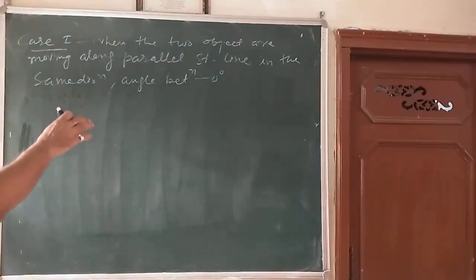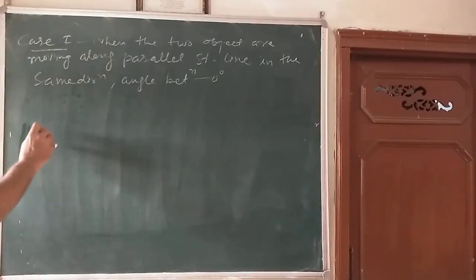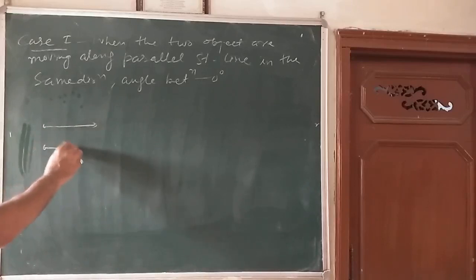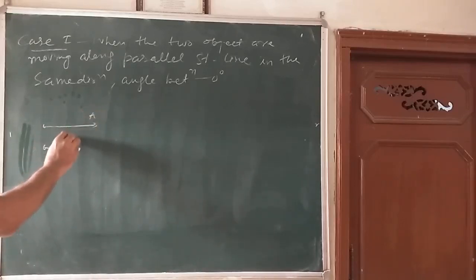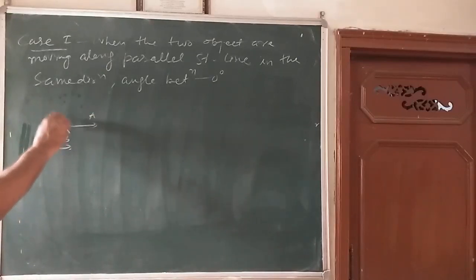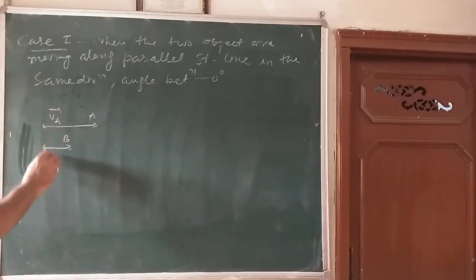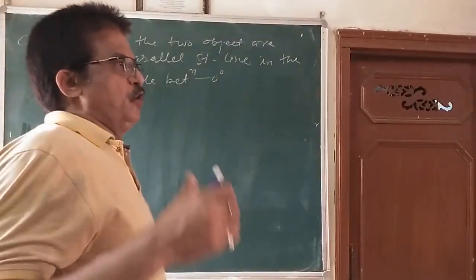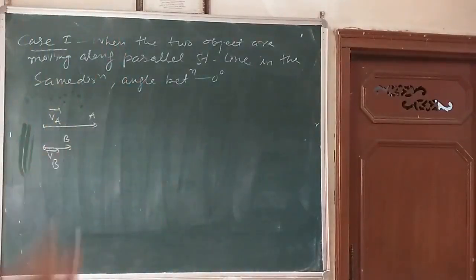So we can see here both the objects A and B are moving towards the right. Suppose here it is A and here it is B. So A and B both are moving, say with the velocity VA and VB respectively, towards right. My problem is to find out the relative velocity of the object B with respect to object A.